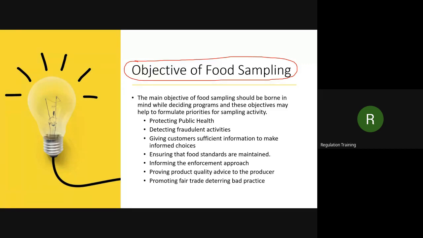So when FSSAI is taking samples, they are taking enforcement actions. So in this case, what is happening? The fraudulent people, they are catching them. They are putting them behind bars, they are giving penalties. It means discouraging their activity.